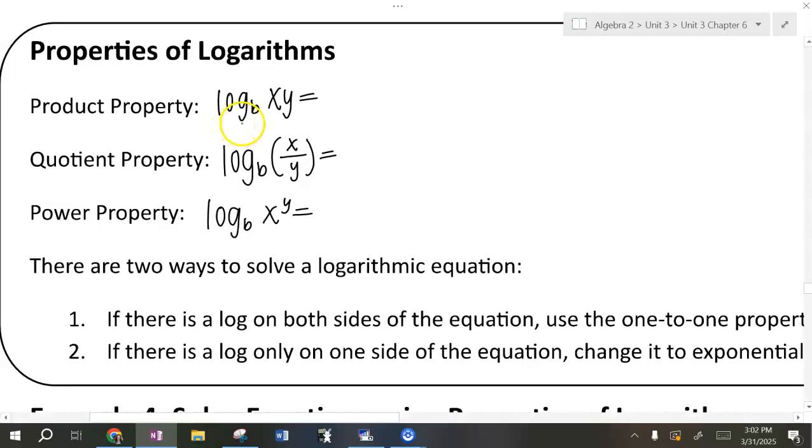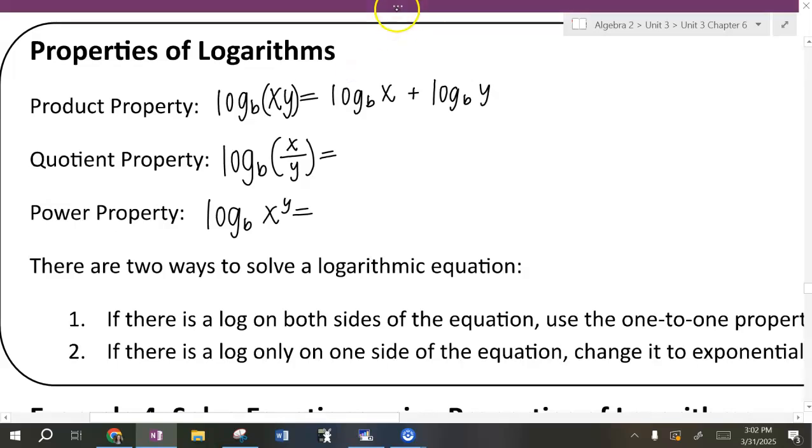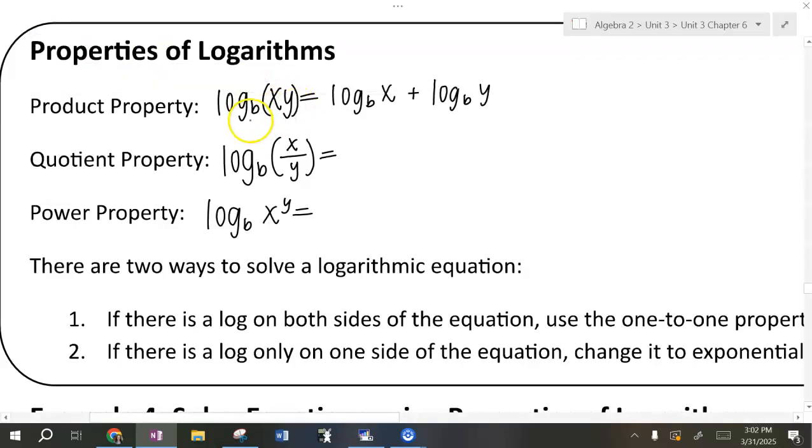So the product property basically tells you that if you have the product of two numbers, x times y, inside of a log, you can split that up into two separate logs. So it's saying the log with the base of b of x added to the log with the base of b of y would be equal to the log base b of x times y. Typically in a problem where you're solving, you're going to see it as log base b of x plus log base b of y, and you'll have to combine it together to be log base b of x times y. Notice that the base doesn't change. The base is the same throughout the entire problem.